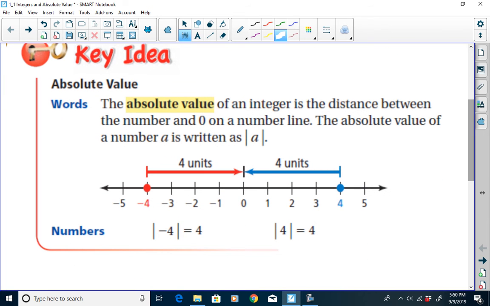Second vocabulary term, absolute value. The absolute value of an integer is the distance between the number and 0 on a number line. The absolute value of a number is written using these symbols here. If I'm looking for the absolute value of -4, I'm being asked, well, how far is -4 from 0? Well, -4 is 4 units from 0. So the absolute value of -4 is 4.